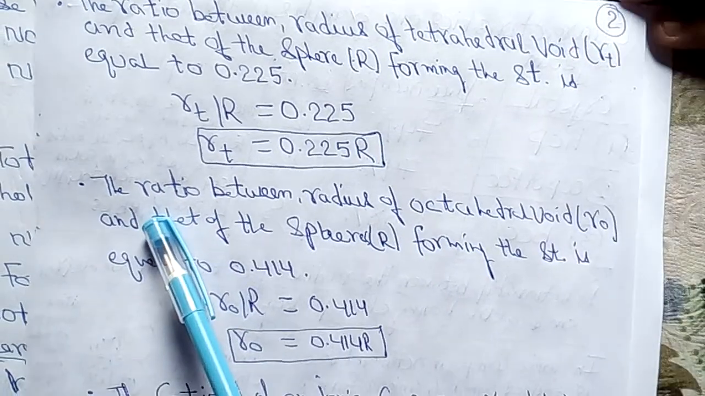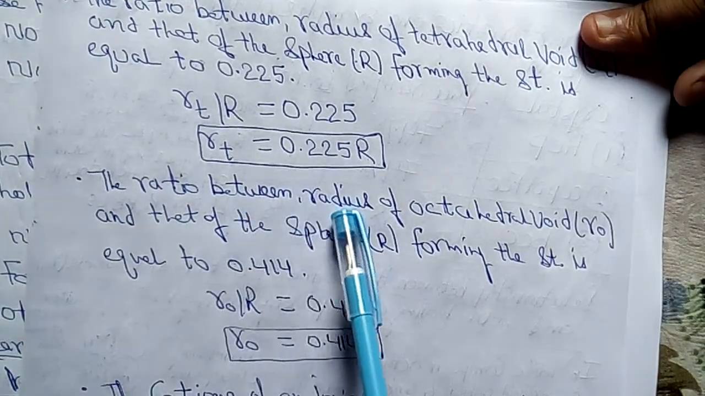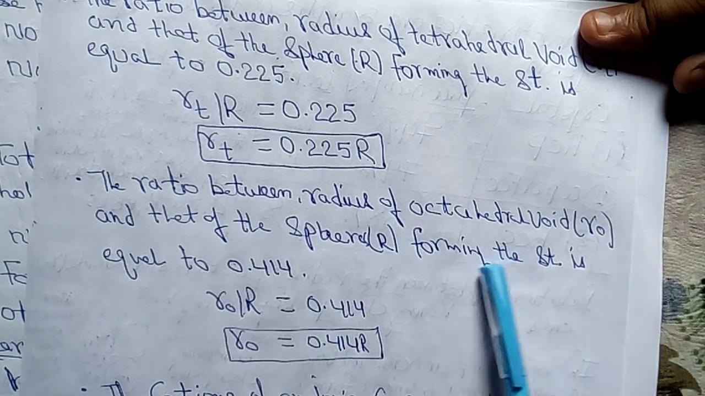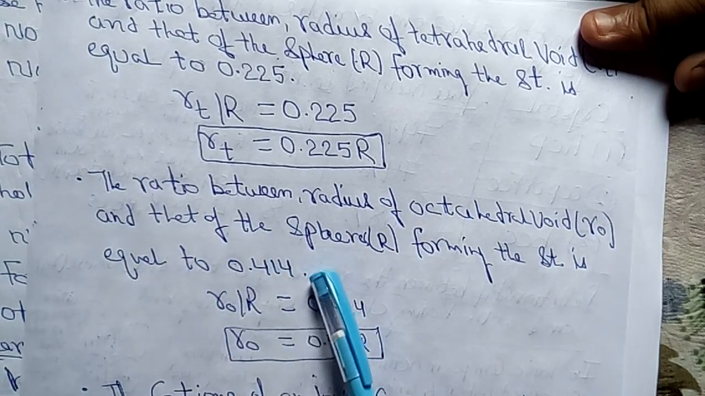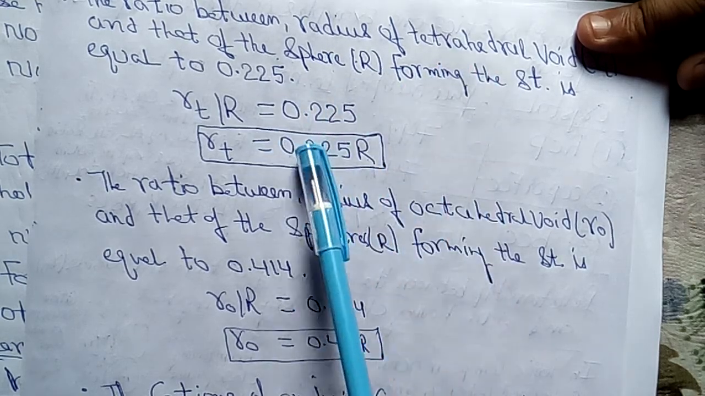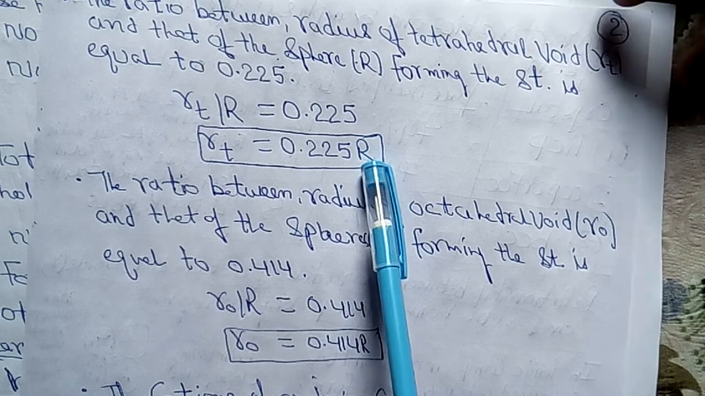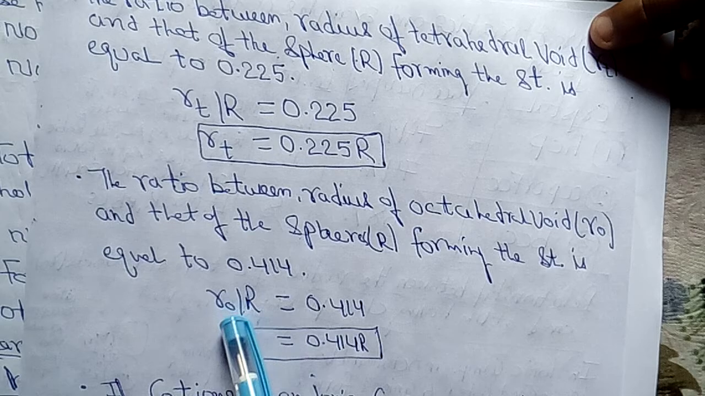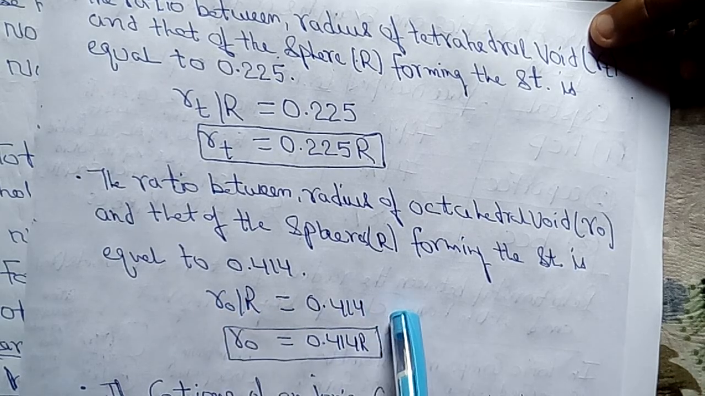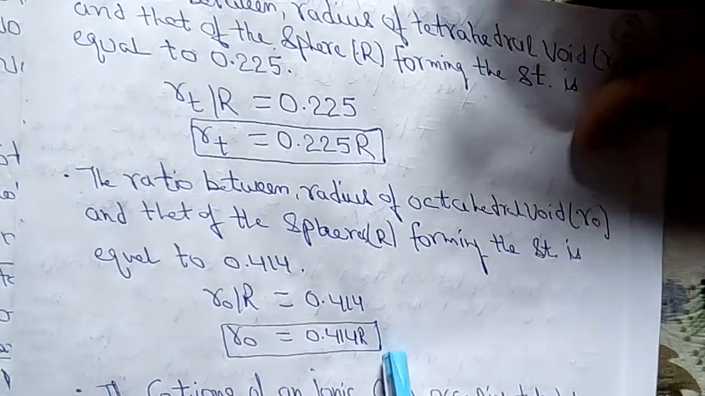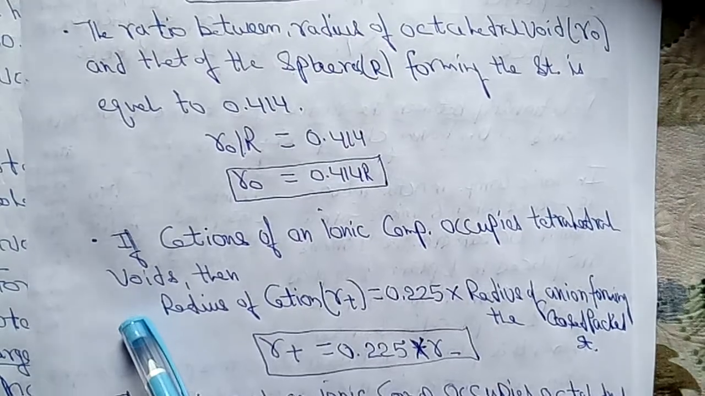Next, the ratio between the radius of octahedral void R naught and that of the sphere R forming the structure is equal to 0.414. So first we have seen the tetrahedral void relationship with the radius of the sphere. Now we have the relationship of the radius of octahedral void R naught by R, that is equal to 0.414, a calculated value. Therefore R naught is equal to 0.414 R.